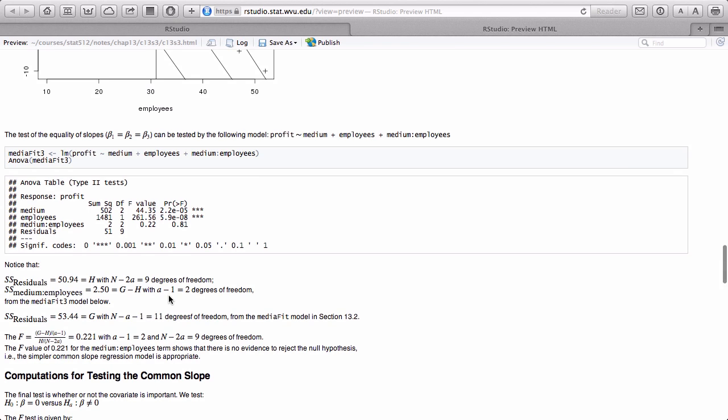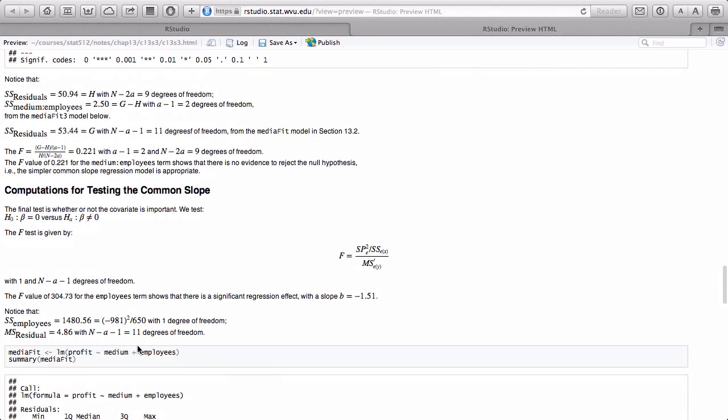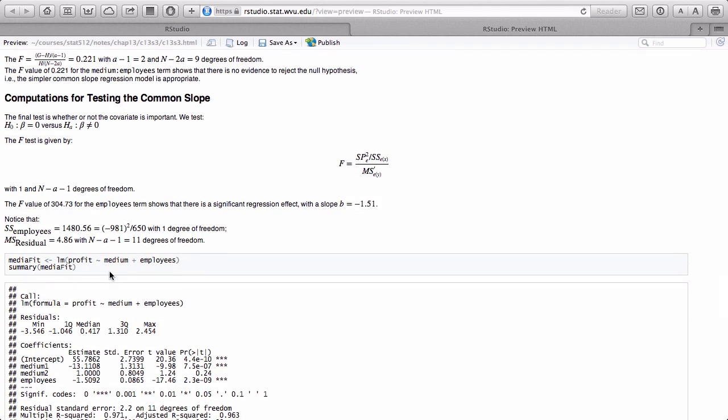Now, where do the G and H, where do all those things come from? Well, let me show you one more model. I have one more model down here. This is the model I fit in the preceding set of notes, where I simply have median plus employees without an interaction term, and that's the common slope model. I don't have a nesting, I don't have an interaction, that is the common slope model.